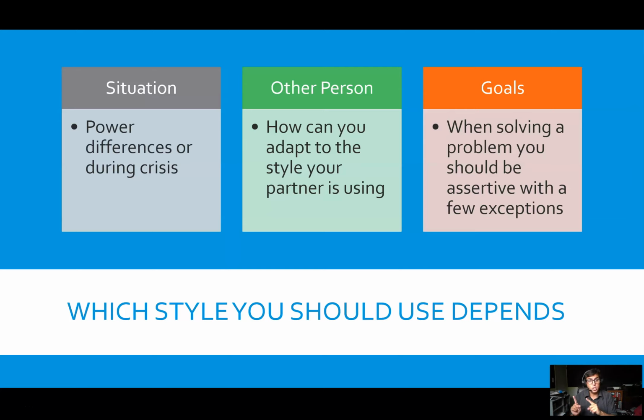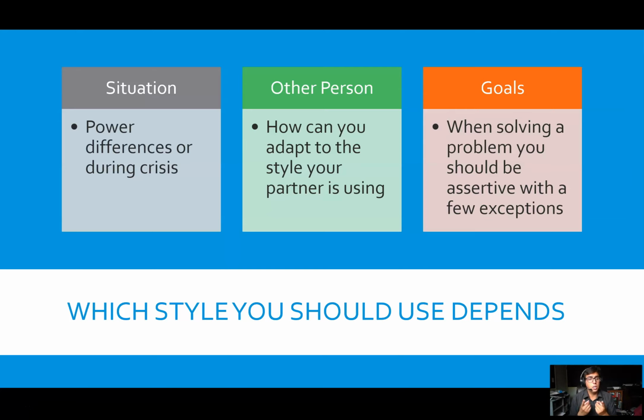Next, we have power differences. Imagine if I am having a conflict with my boss. I'd be less likely to engage in a competitive conflict style. Instead, I'd maybe be more likely to take on an accommodating style or an avoiding style, or maybe even a compromising style if the power difference was somewhat lower.